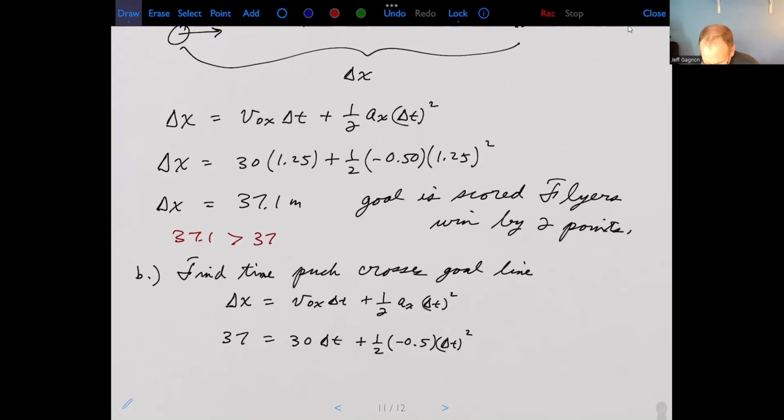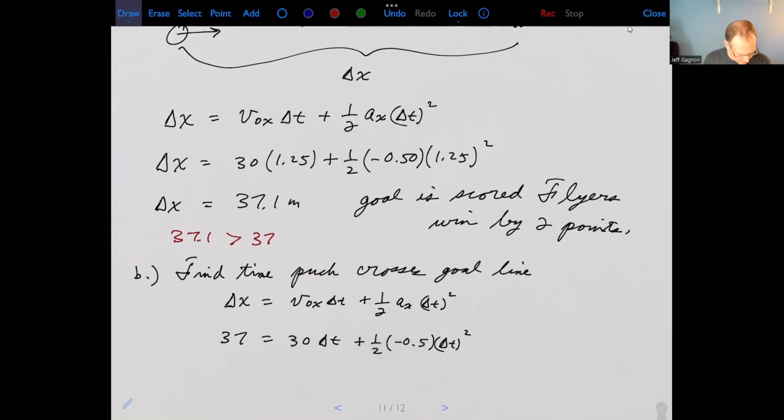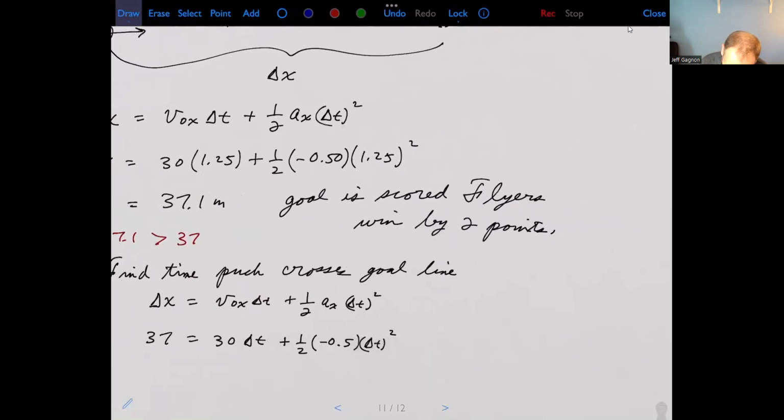Okay, so if you look at this, see how you have delta t and delta t squared? This is a quadratic equation here. So you need to solve this quadratic equation. Here, I'll rewrite it slightly. So 1/2 times negative 0.5 is going to be negative 0.25. So this is like 37 equals 30 delta t minus 0.25 delta t squared.